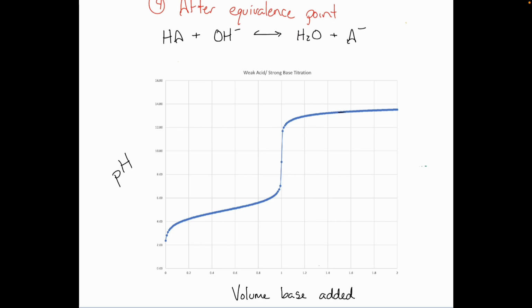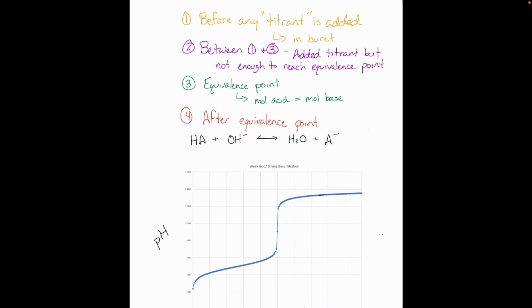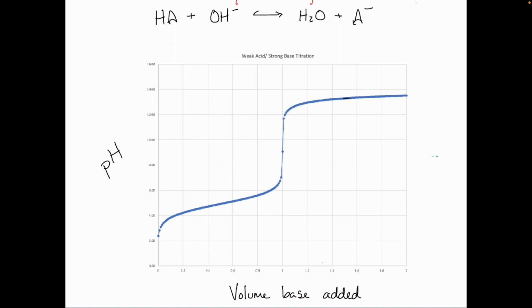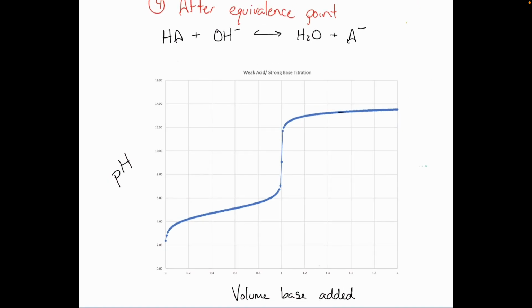All right, so remember we have these 4 different regions in our titration curve. That initial point here, where that's just, in this case, a solution of weak acid. All right, so this is all weak acid. We then get to the equivalence point of our titration, which is when all of that weak acid has reacted.